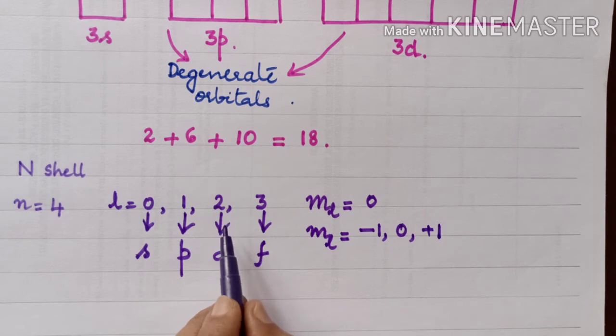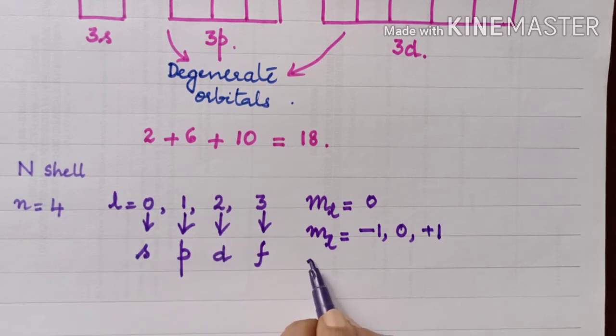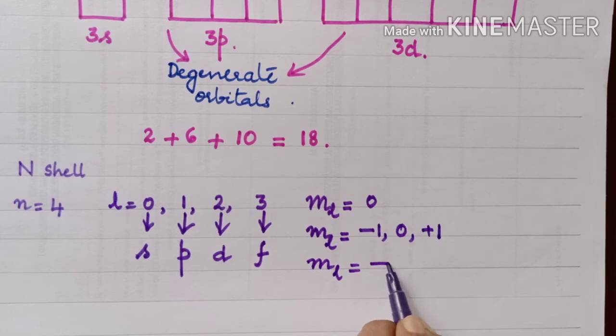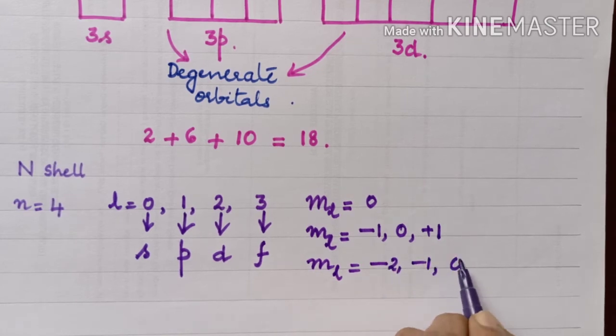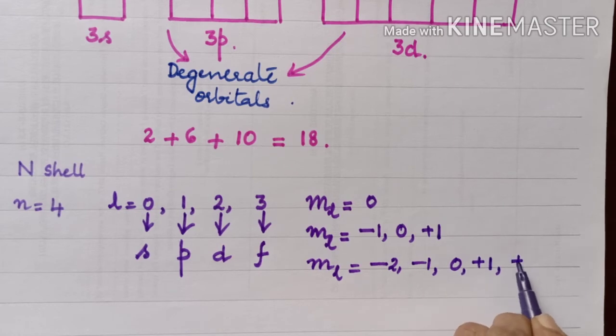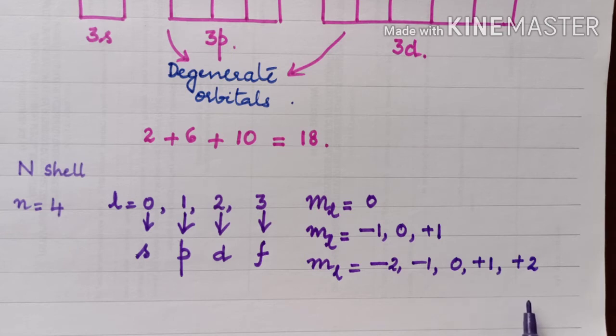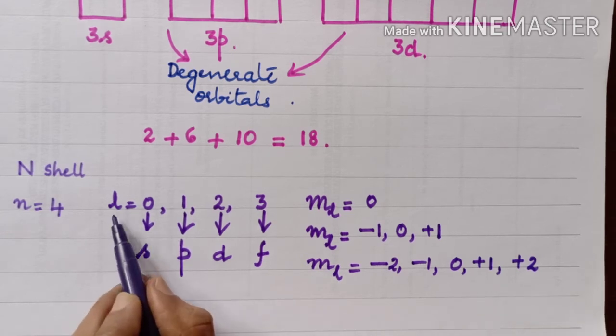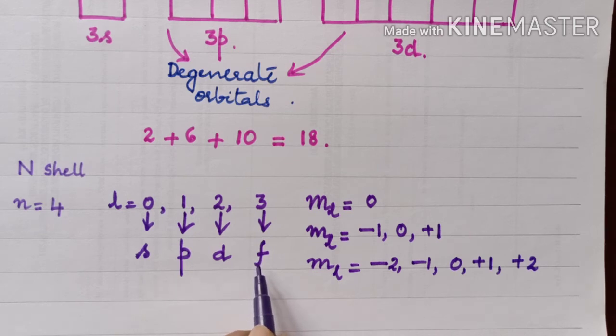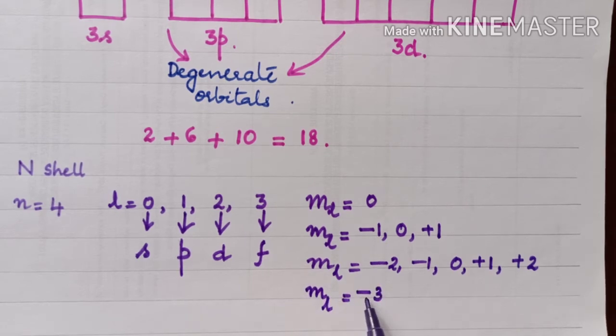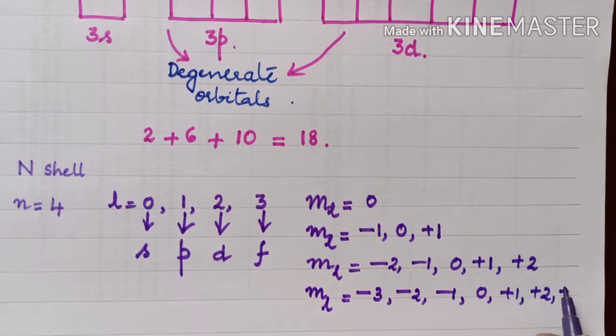And coming to L value equal to 2, ML can have values -2, -1, 0, +1 and +2. What does it mean? There are 5 different types of d orbitals. And coming to the last one, when L value is 3, it denotes f orbital, and you have ML values starting from -3 to +3. So -3, -2, -1, 0, +1, +2 and +3.